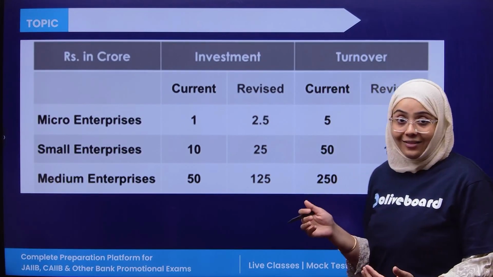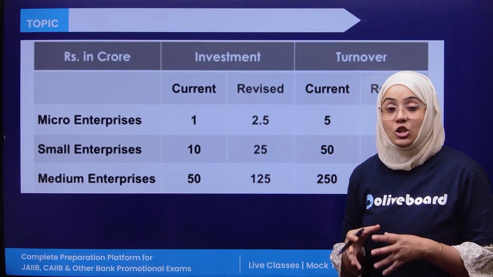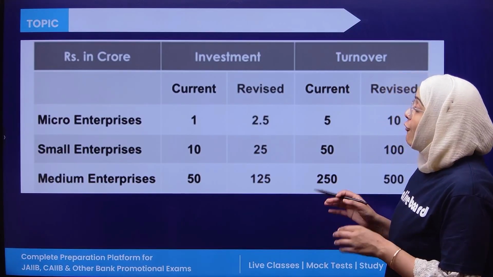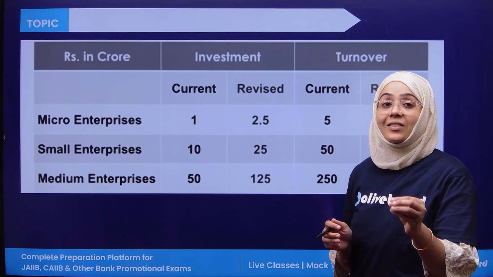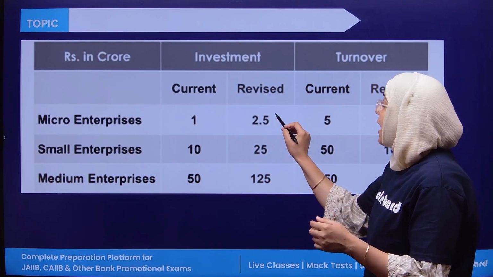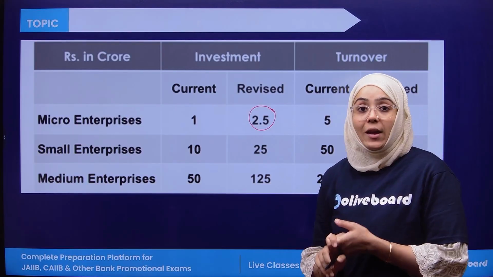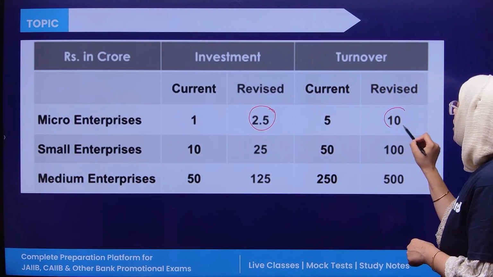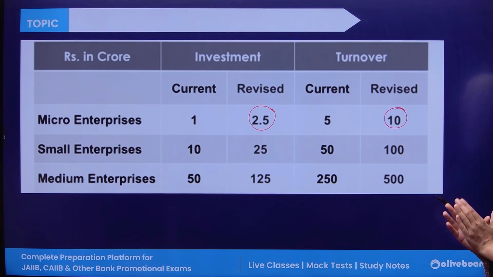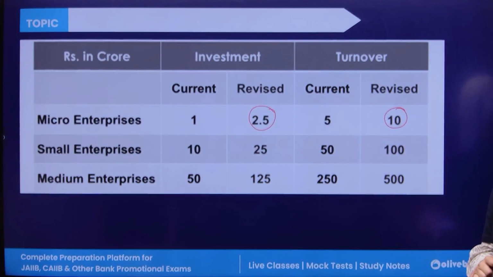Now this limit has been increased. Increased means now, in this year's budget 2025, for micro enterprises, the current limit is if your investment doesn't exceed 1 crore, but this limit has been enhanced to 2.5. So if your investment is not more than 2.5 crore and your turnover is not more than 10 crore, then you are a what? Micro enterprise.